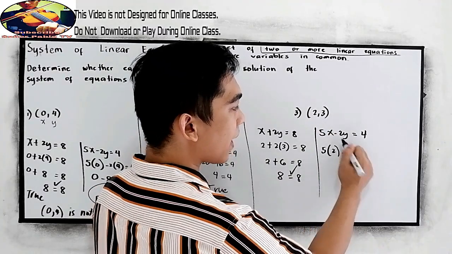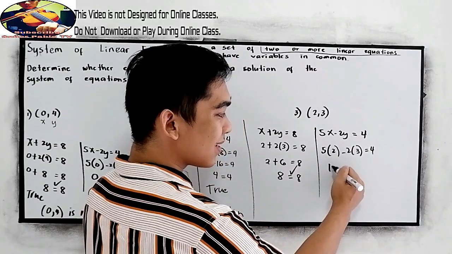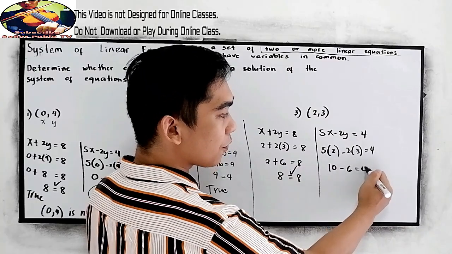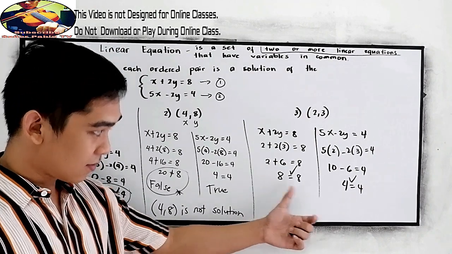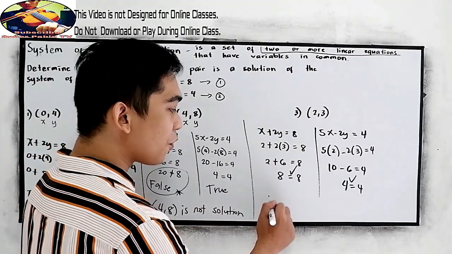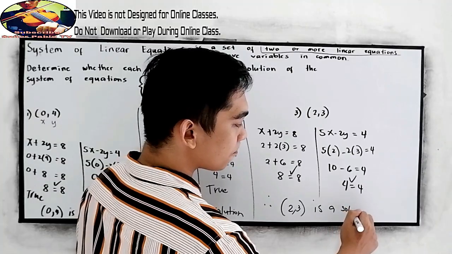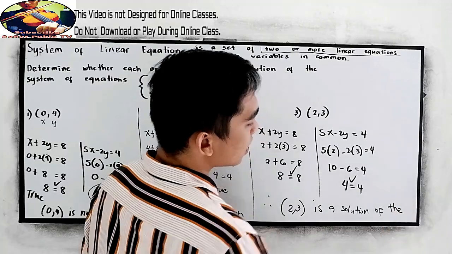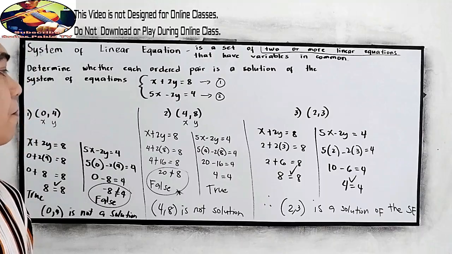Now let us check the other equation. 5 times 2 minus 2 times 3 is equal to 4. 5 times 2, this is 10, minus 2 times 3, 6, is equal to 4. So 4 is equal to 4, which is also true. So both equations are true when x is equal to 2 and y is equal to 3. Therefore, (2, 3) is the solution of the system of equations, the given system of equations.